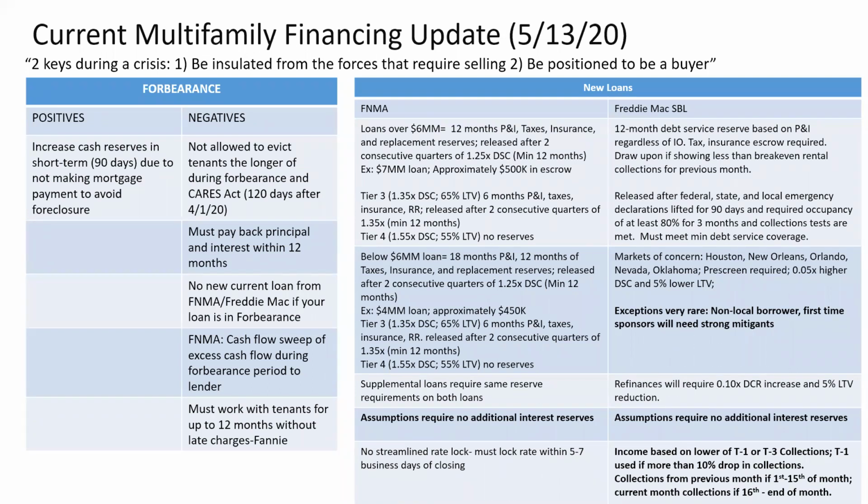So on the forbearance side, really you get 90 days to build your cash reserves because you don't have to make your mortgage payment. But the negatives are you can't evict anyone. You have to pay it back within 12 months, and you're not going to be able to get a new loan from Fannie or Freddie. And they're going to sweep all of your excess cash during that time frame. And you have to work with any tenants during that time as well. So you're not going to be able to charge any late charges or anything like that while you're in forbearance.